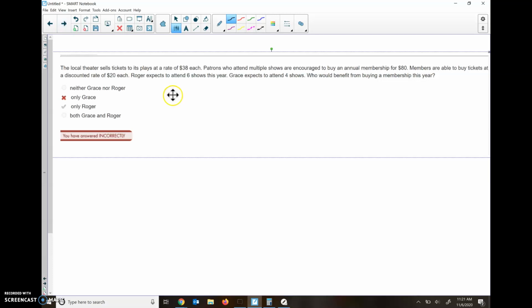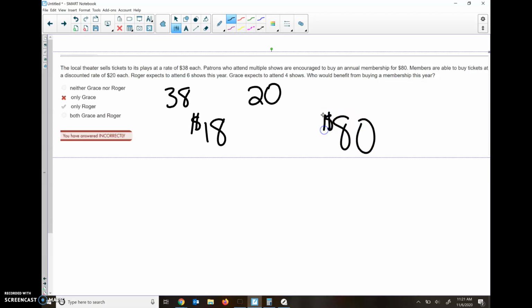All right, so tickets are $38 each, but if you buy that pass, then they're only $20 each. So really, you're saving $18 every time you go to the show by buying a pass. But those passes are $80. So let's see, Grace plans on going to 4 shows. So she's going to save $18 each show, times 4 is $72. That pass is $80, so she's still saving $8 by not buying a pass.